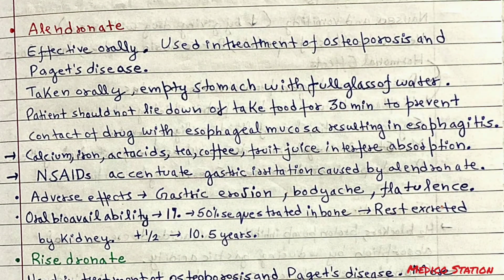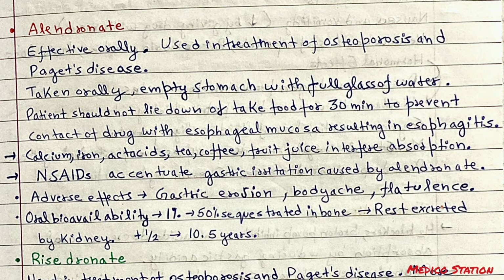Alendronate is effective orally and used in treatment of osteoporosis and Paget's disease. Taken orally, on an empty stomach, with a full glass of water. The patient should not lie down or take food for 30 minutes to prevent contact of the drug with esophageal mucosa, resulting in esophagitis. Calcium, iron, antacids, tea, coffee, and fruit juice interfere with absorption.